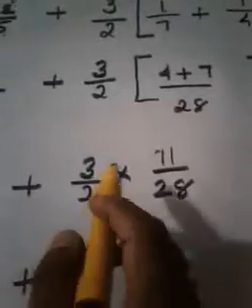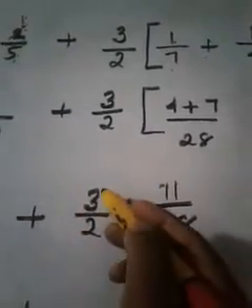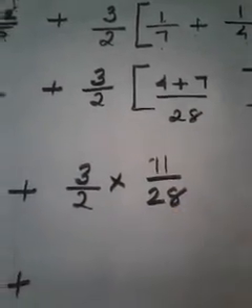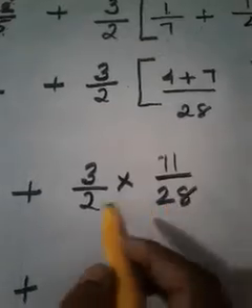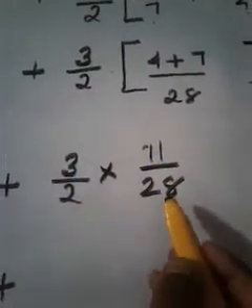Now how can we do this? Is any cancellation possible? 3 and 28 will not get cancelled, 2 and 11 will not get cancelled, so numerator and denominator will not get cancelled. Here also numerator and denominator will not get cancelled, so nothing we can do here. Cancellation is not possible, so just multiply the numerator directly, just multiply the denominator directly.